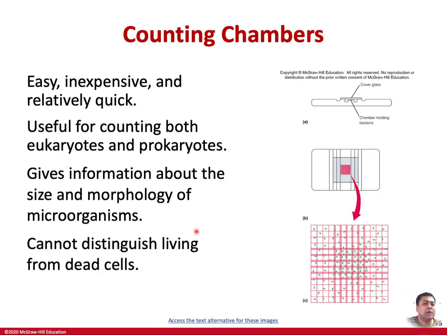So let's take a look at the counting chambers. This is very easy, inexpensive, and relatively quick. This needs a special type of slide, which is known as a hemocytometer. This is routinely used by the pathologist to count your blood cells, red blood cells, white blood cells, after staining them. This can also count bacteria, a little bit more difficult, but one of the drawbacks is that it can count the total bacteria, but cannot distinguish the living from the dead cells. That's one of the drawbacks of the counting chambers.